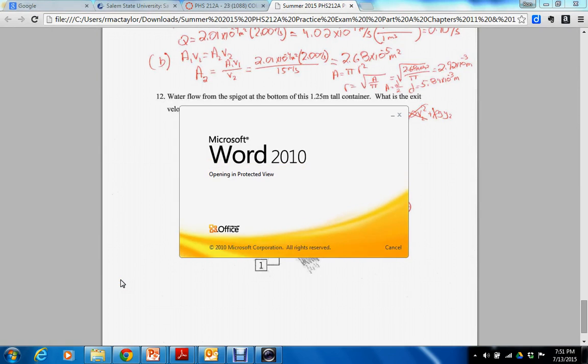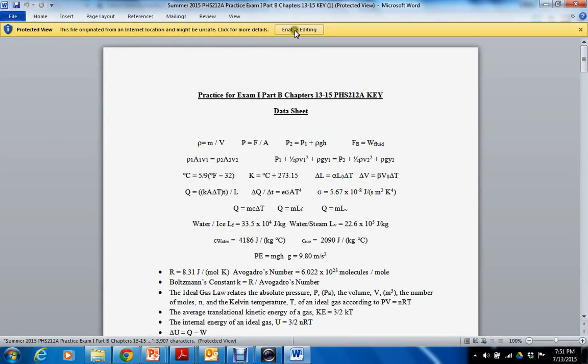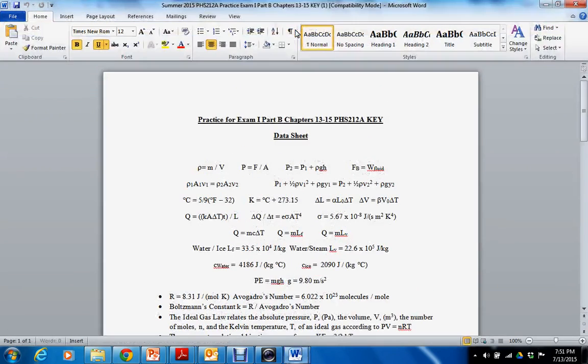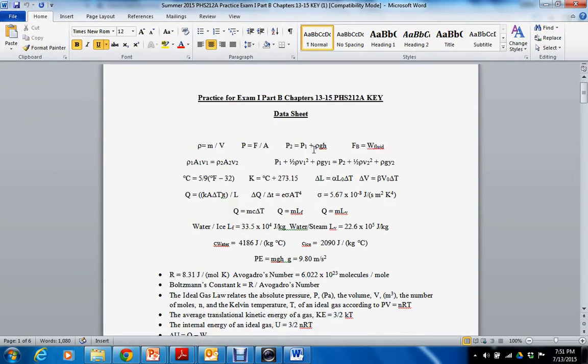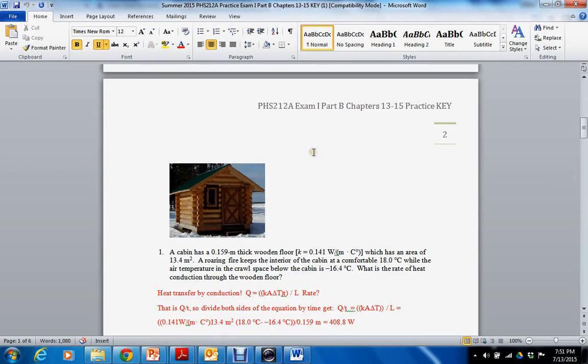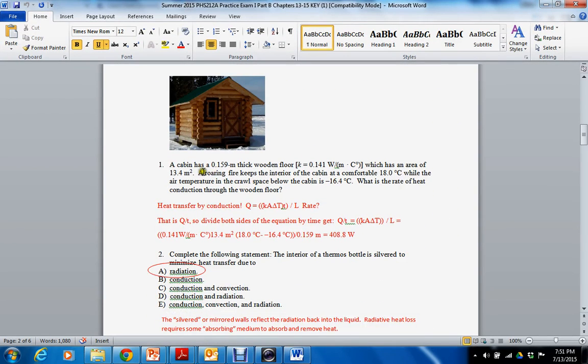So there are 2 parts to the practice exam for exam number 1. The first one was chapters 11 and 12. The second part is chapters 13 through 15. So we have our cabin. It has a wooden floor. What we're going to be talking about is heat transfer by conduction. This was chapter 13 material.